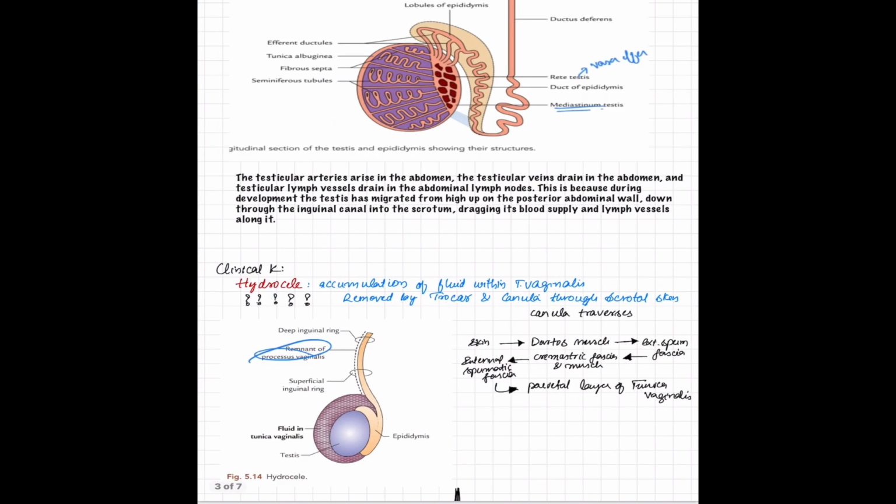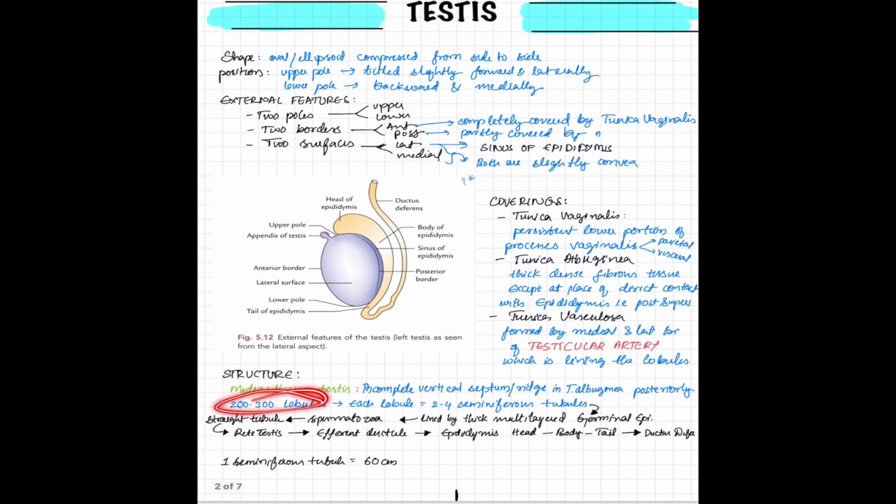Here you will see this is the tunica, right? This is dividing the testis into lobules and covering. So it will divide into lobules. How many lobules are present? Nearly 200 to 300 lobules in each testis, and each lobule will have 2 to 4 seminiferous tubules.